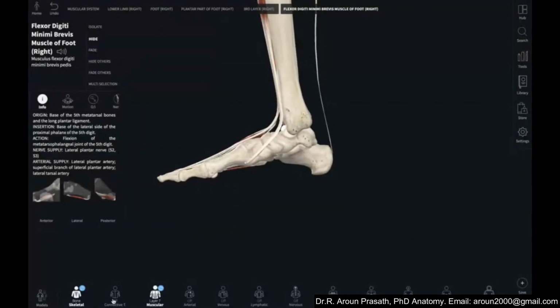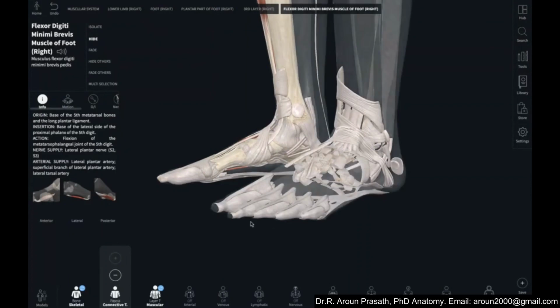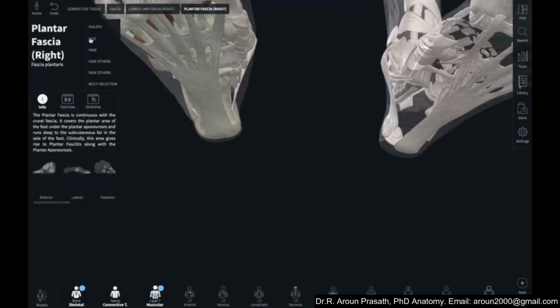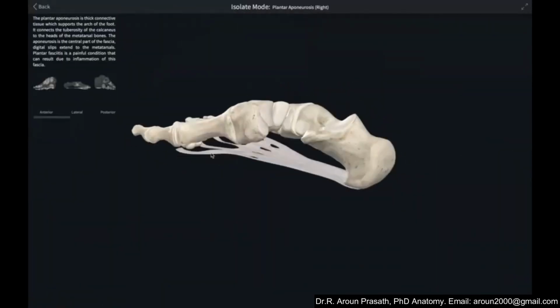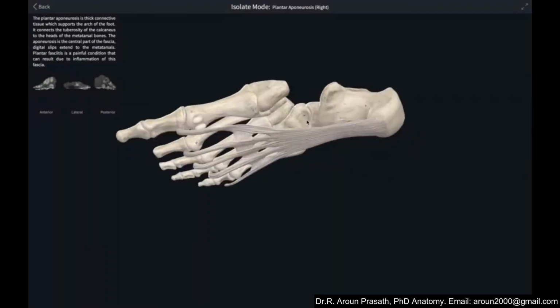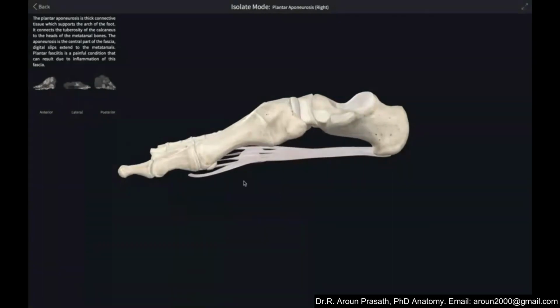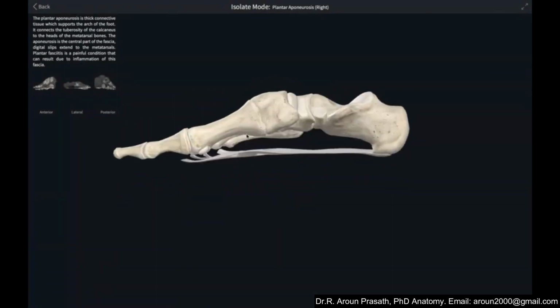Apart from this, what you have to observe is this connective tissue fascia. This is the plantar fascia, which we also call the plantar aponeurosis. This fascia acts like a spring to prevent the collapse of this arch.